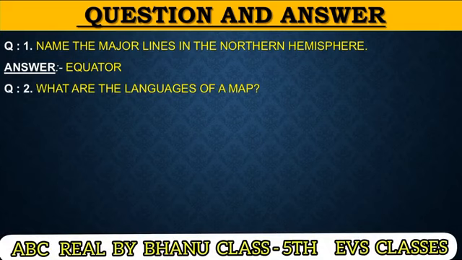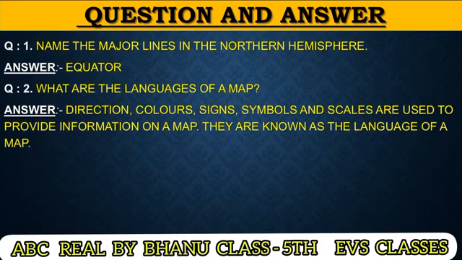What are the languages of a map? Do you know the map has its own languages? Let us see what are the languages of a map. Answer of this question is direction, colors, signs, symbols, and scales are used to provide information on a map. They are known as the language of a map. Direction, colors, signs, symbols, and scales are the language of a map.